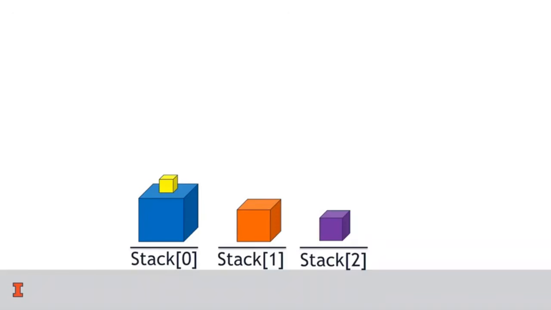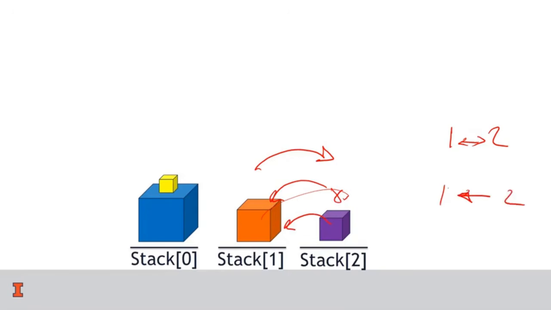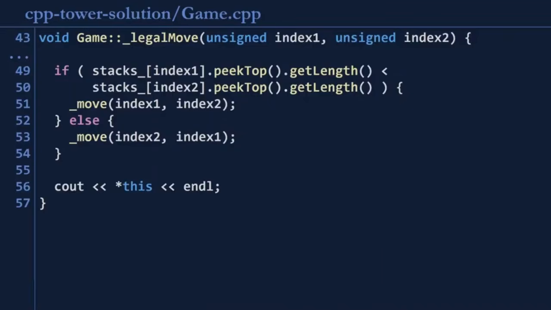The last thing I need to do is write a function that calculates whether or not a move is legal. So if I need to do a movement between 1 and 2, I can either go from 1 to 2 or from 2 to 1. In this case, I cannot put the orange on top of the purple, so I have to put the purple on top of the orange. So I know the only legal move here is to go from 2 and move it to 1. I've defined a new function inside of game.cpp called legal move. And this legal move takes in two indices. These indices are the index of the stack that we want to look at.